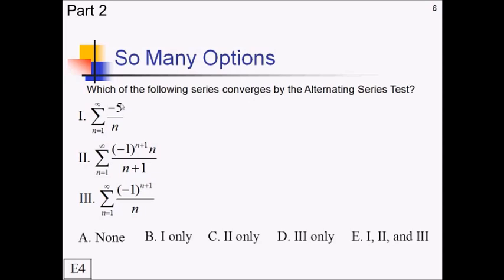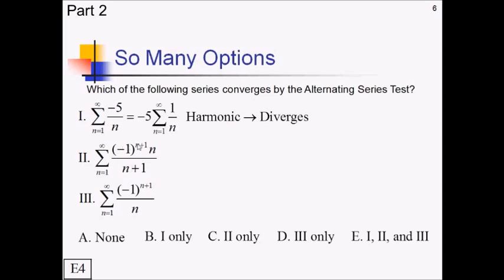We could actually think of this as being equivalent to the series -5 times the sum of 1 over n. This is essentially the same thing. So in this case, we see this 1 over n. This is actually the harmonic series. So this does not converge at all. It diverges, actually.